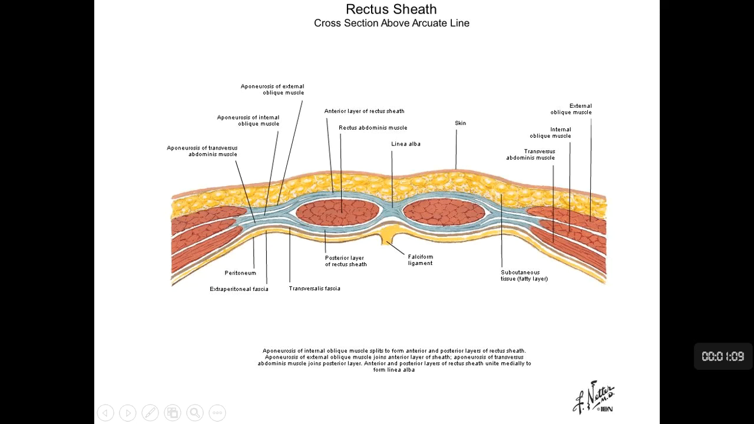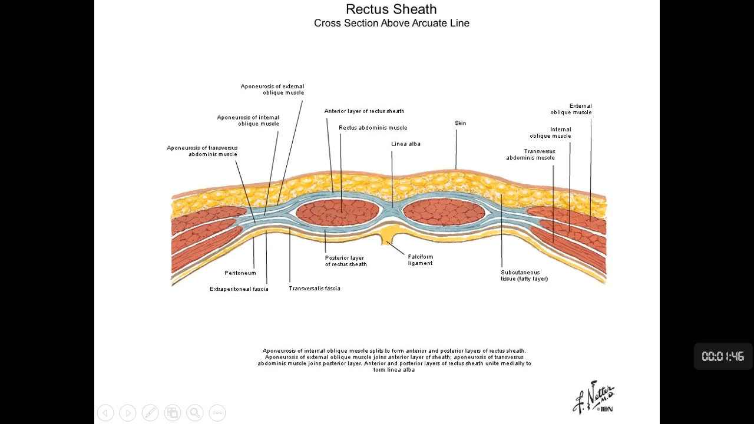Here is the superior 2/3 of the rectus, where we have the rectus sheath. This is named the anterior layer of the rectus sheath, and in the posterior we have the posterior layer of the rectus sheath. This means in the superior 2/3 of the rectus, the anterior and posterior surfaces of the rectus have a sheath.